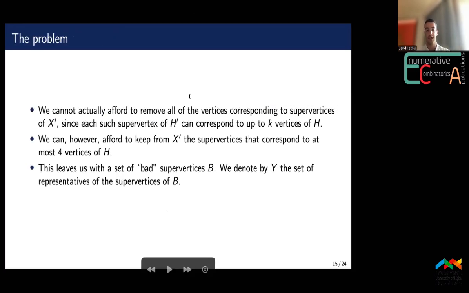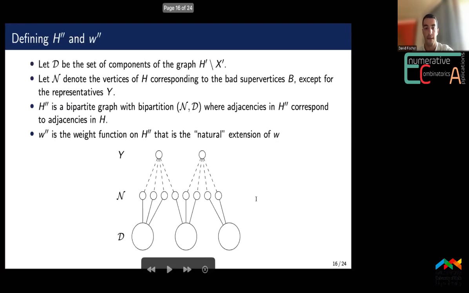And so here's a bit of a summary of that. We're going to denote the bad super vertices, as in the ones that are too big, by B, and their set of representatives is going to be denoted by Y. And so now we're going to do something similar to what we did with H prime, but we're going to do it again. So we're going to define this new induced minor called H double prime. And the idea is as follows. As we said, if we took all of the vertices that we get from H prime and removed all of those from H, we'd get a balance separator.